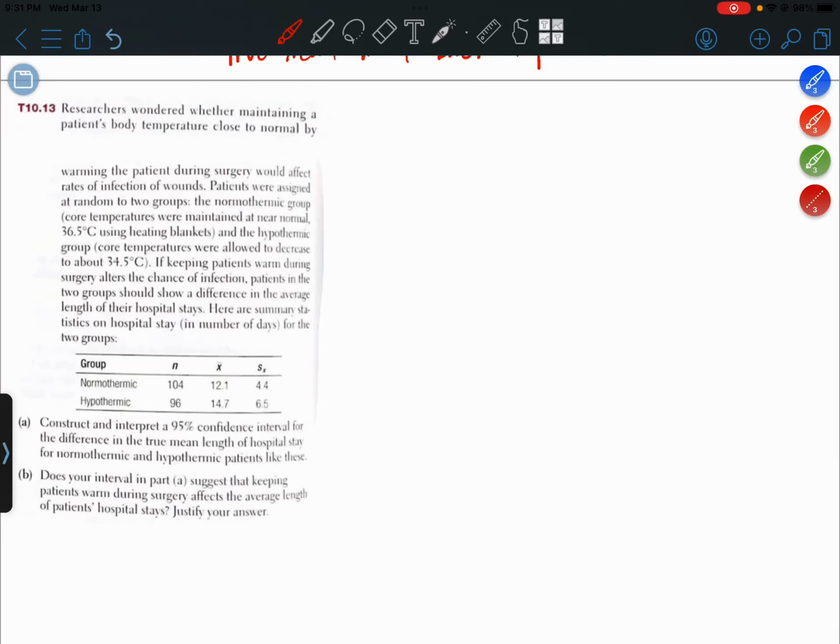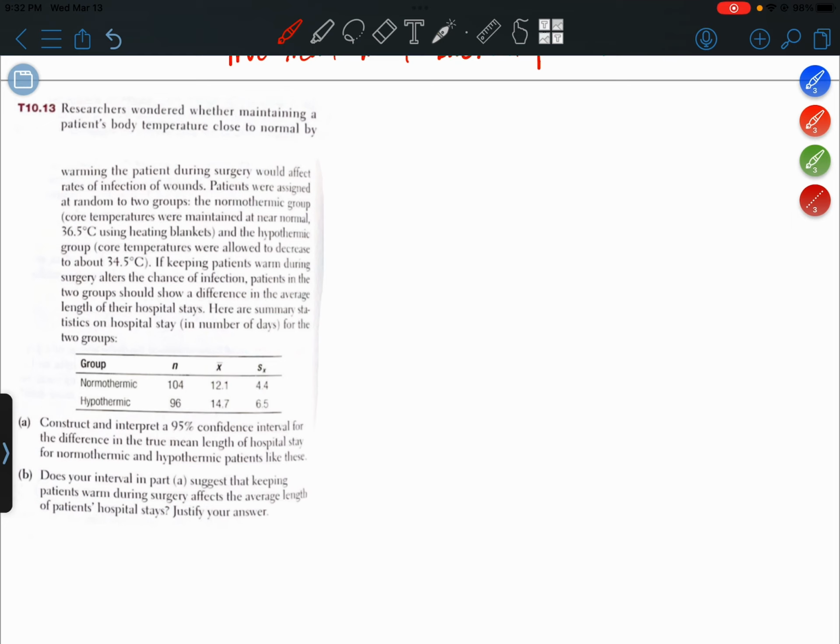T10.13. Researchers wondered whether maintaining a patient's body temperature close to normal by warming the patient during surgery would affect rates of infection of wounds. Patients were assigned at random to two groups. The normothermic group, core temperatures were maintained at near normal, which is 36.5 degrees Celsius using heating blankets, and the hypothermic group, where the core temperatures were allowed to decrease to about 34.5 degrees Celsius.